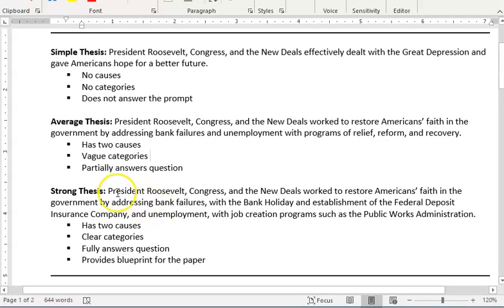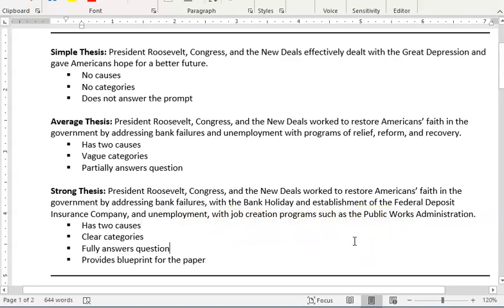Okay, now here's a strong thesis. This is guaranteed to get you a point because you're going to see 2 causes with clear categories that fully answer the question and provide a blueprint for your paper. President Roosevelt, Congress, and the New Deals worked to restore Americans' faith in the government by addressing bank failures, cause number 1, with the bank holiday and establishment of the Federal Deposit Insurance Company. Okay, that's your category. Bank failures that are fixed with the bank holiday and the FDIC. And unemployment, cause number 2, with the creation of jobs programs such as the Public Works Administration, category number 2.